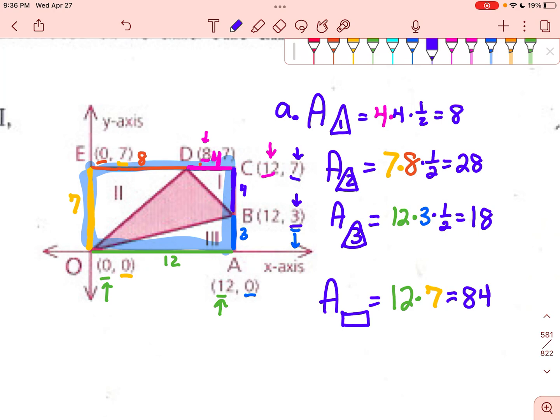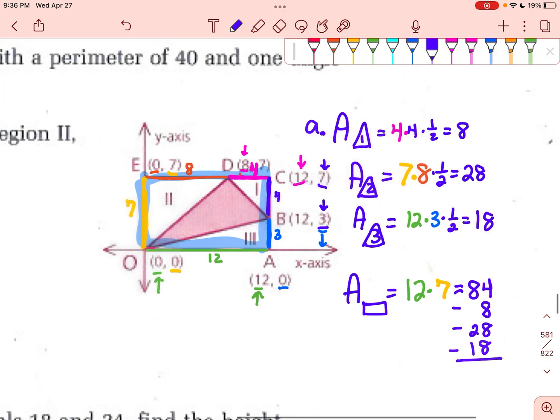So what I would do is I would take that rectangle and I would subtract out triangle 1. I would subtract out triangle 2. And I would subtract out triangle 3. So I would take all that away. Whatever is left is going to be the area of your shaded region.